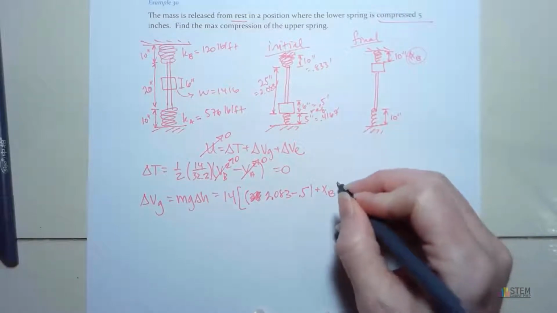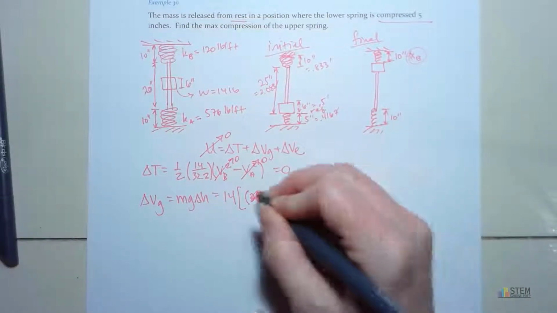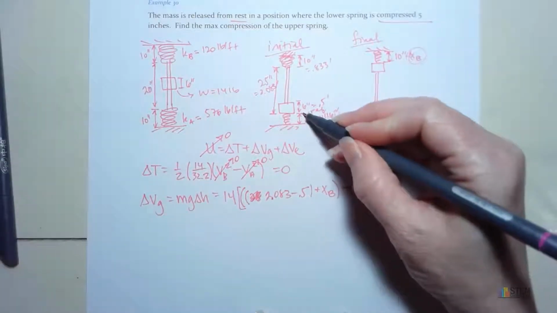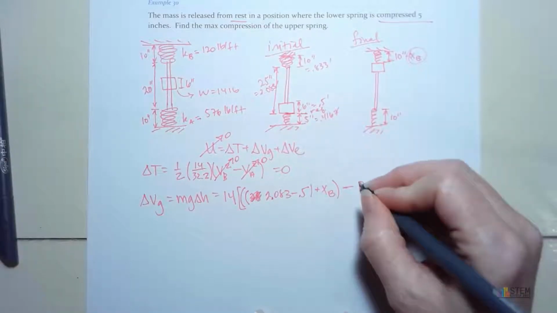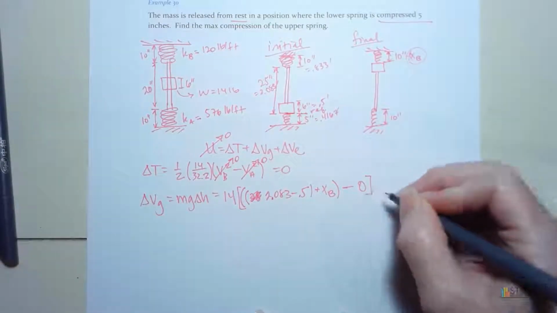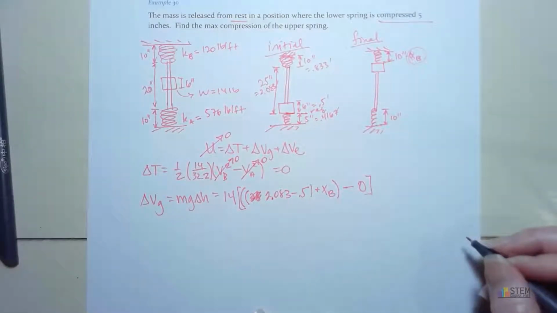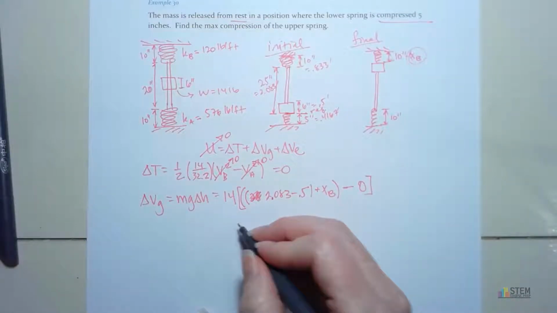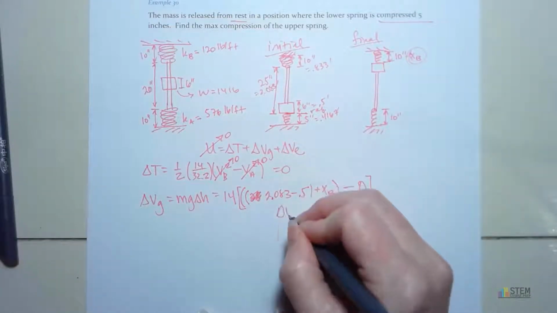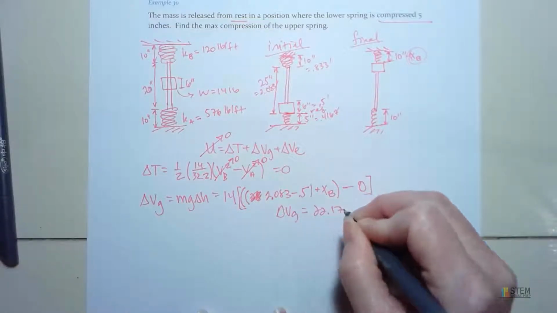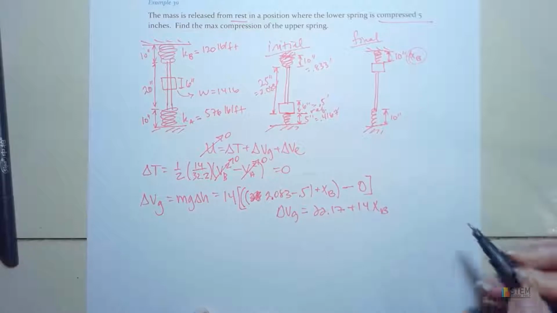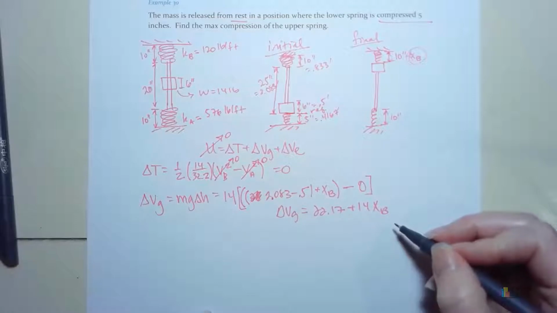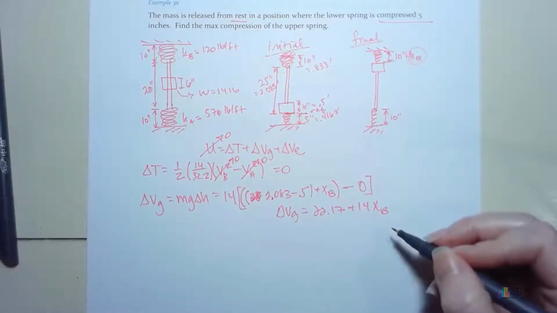My initial is going to be, let's put parentheses on here again. So my initial location, here's my reference line. Well, this is going to be 0, if I measure to the bottom of that slider. So that's what I'll get for that. Now if you simplify all that, it's going to be a function of xb. So delta Vg is 22.17 plus 14xb. Remember, x here is the compression amount, not the length of the spring. Okay, so now we got that.